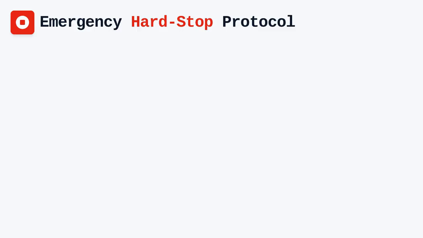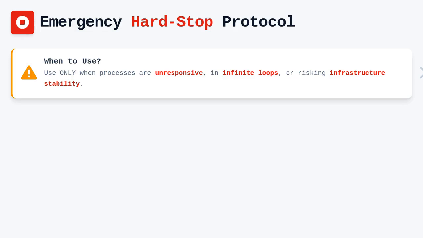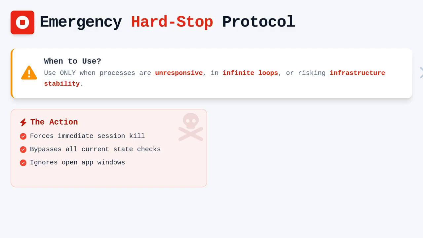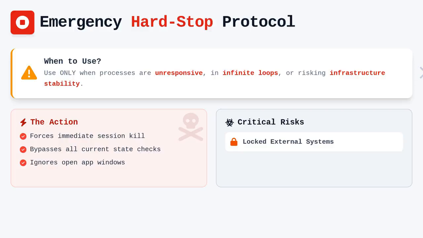However, there are scenarios where a process becomes unresponsive or enters an infinite loop, rendering the standard soft stop ineffective. In these emergency situations, you must utilize the hard stop function, which forces the runtime engine to kill the session immediately. This action terminates the process instance without any consideration for the current state of variables or open application windows, often leaving external systems in a locked or inconsistent state.